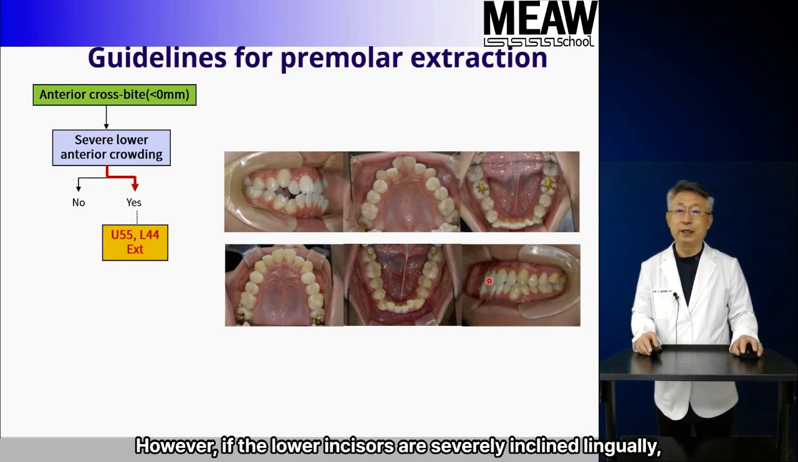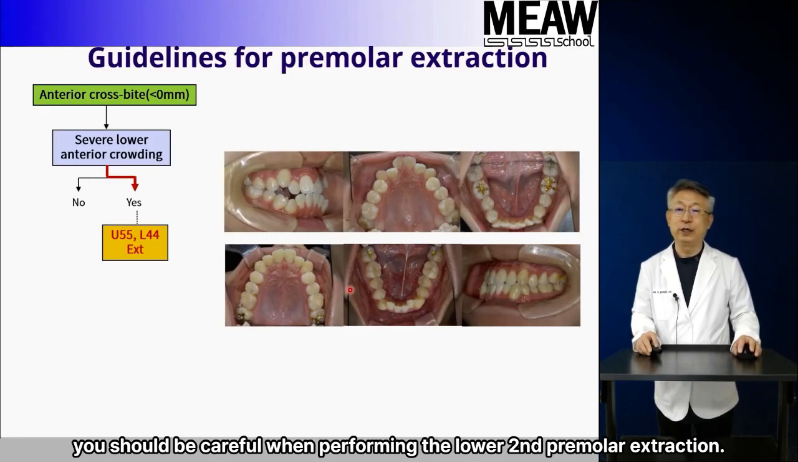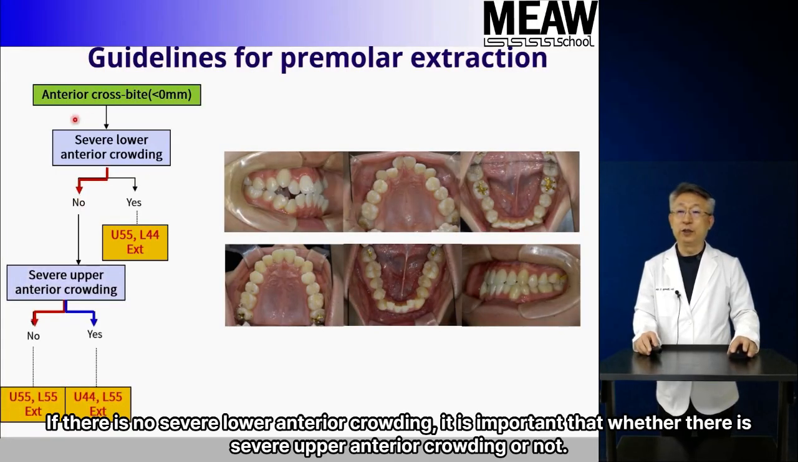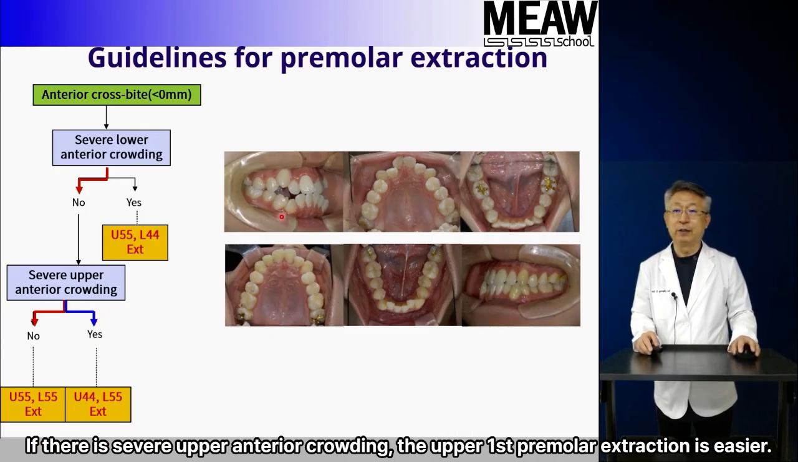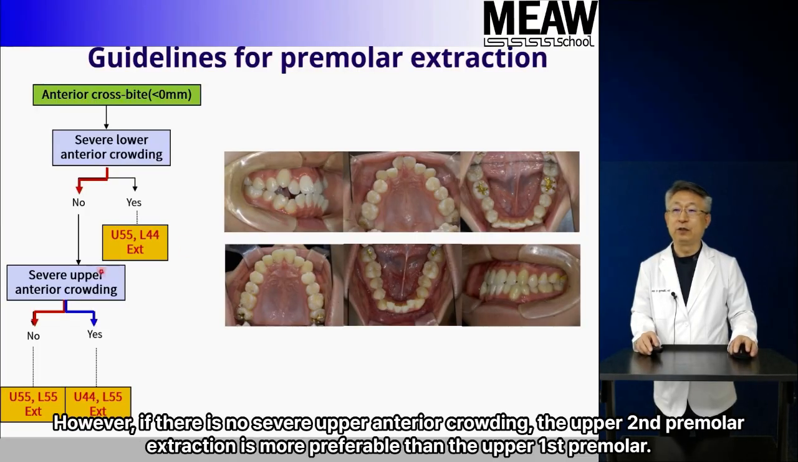However, if the lower incisors are severely inclined lingually, you should be careful when performing the lower second premolar extraction. If there is no severe lower anterior crowding, it is important whether there is severe upper anterior crowding or not. If there is severe upper anterior crowding, the upper first premolar extraction is easier. However, if there is no severe upper anterior crowding, the upper second premolar extraction is more preferable than the upper first premolar.